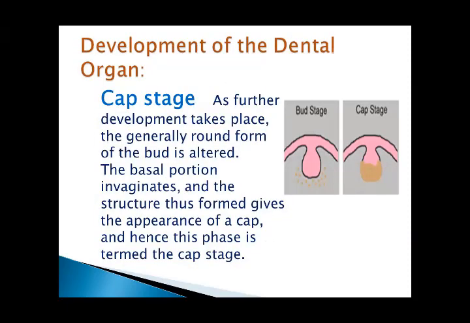Cap stage. As further development takes place, the general round form of the bud is altered. The basal portion invaginates and the structure thus formed gives the appearance of a cap, and hence the term cap stage. The first stage is the bud stage, the second stage is the cap stage.